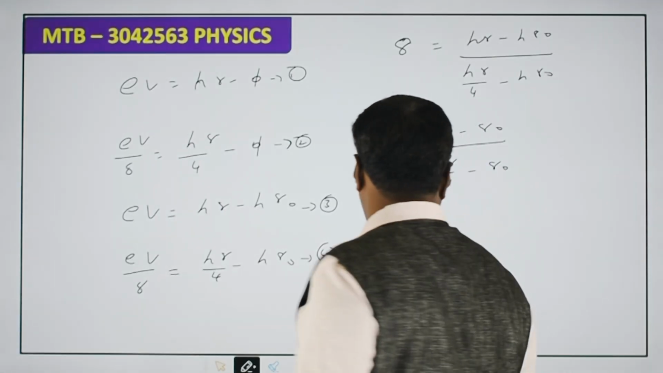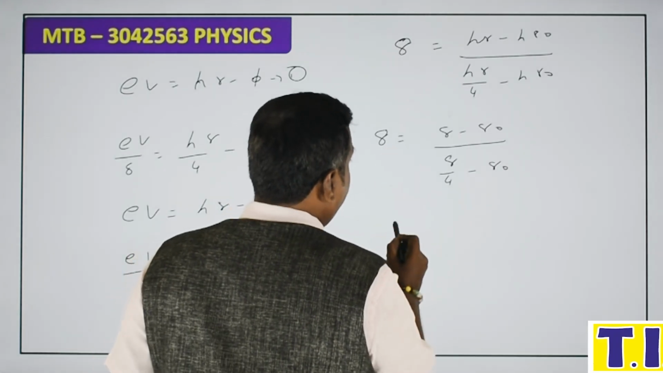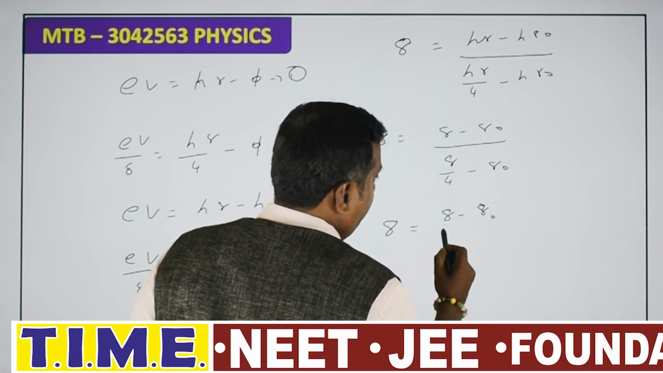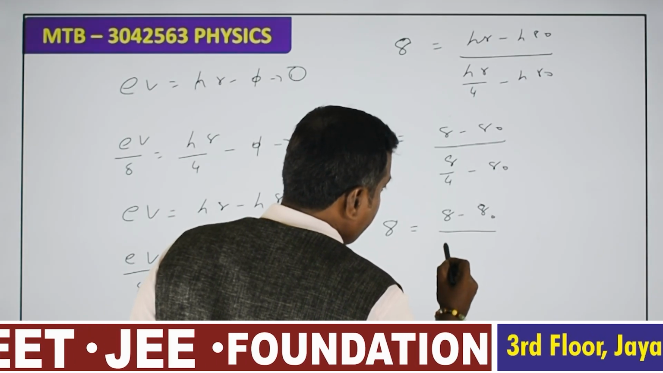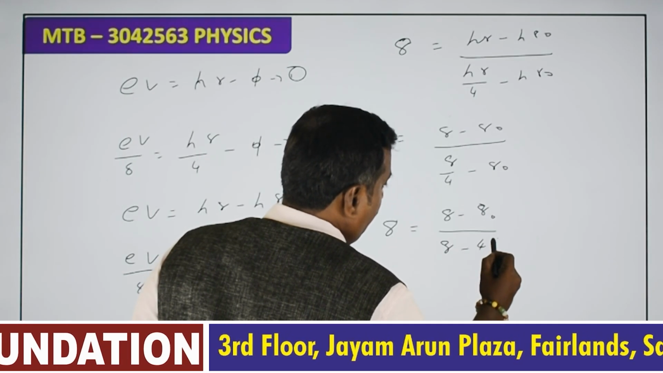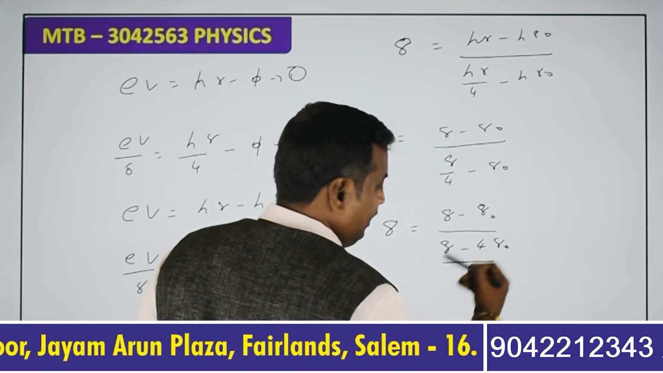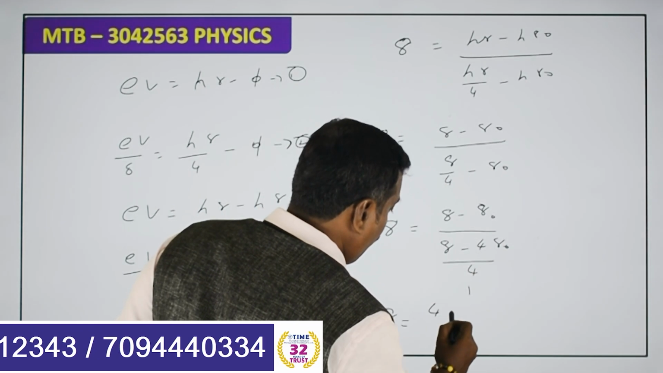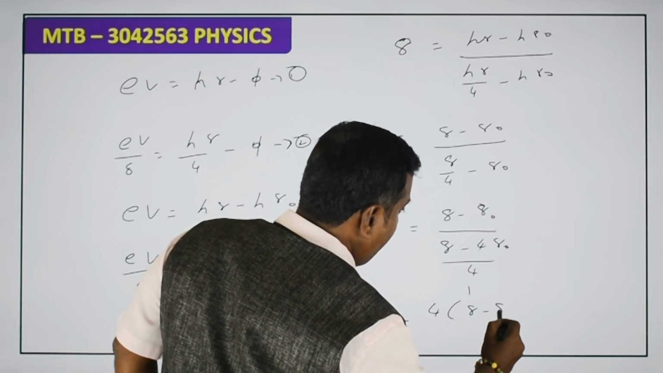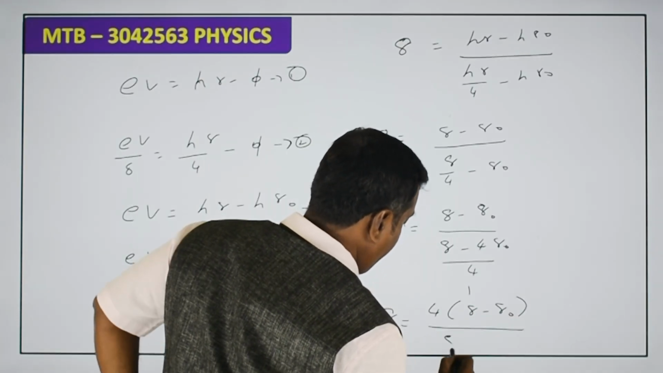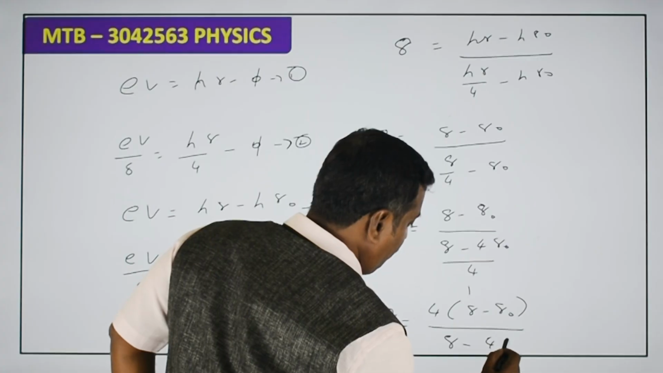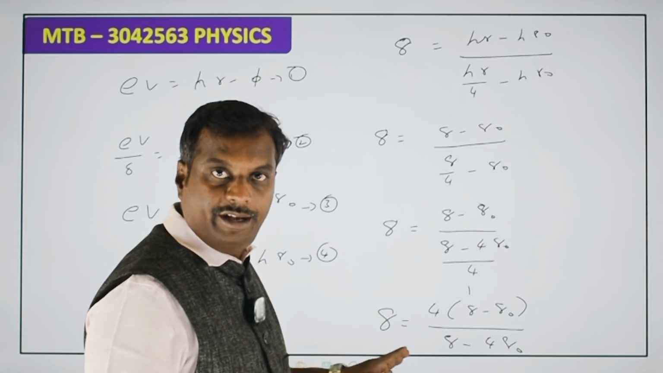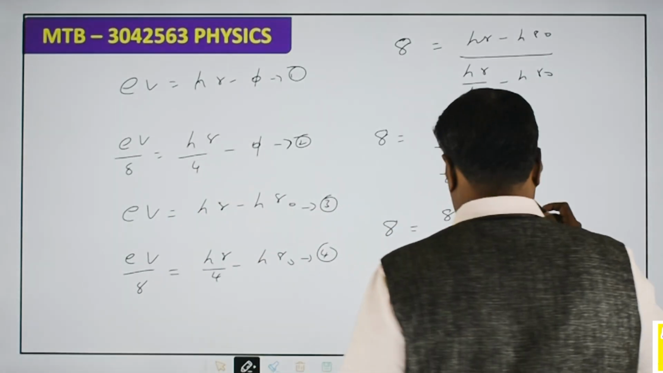Okay, so let us do some LCM work. 8 is equal to nu minus nu naught divided by nu minus 4 nu naught divided by 4. I have taken the LCM, and this 4 will go up. So 8 is equal to 4 into nu minus nu naught divided by nu minus 4 nu naught. Right, sir? Don't get confused that the 8 and the 4 and the nu all look similar here. Follow carefully.